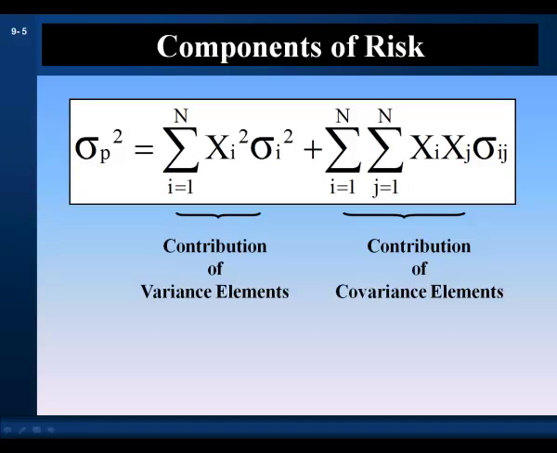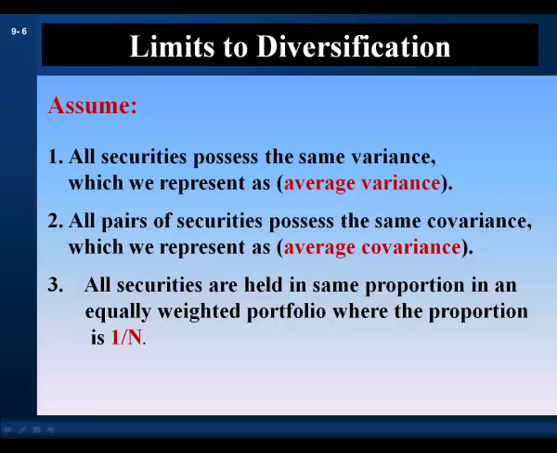But first we need to make some simplifying assumptions. Let's assume all securities possess the same variance, which we'll represent as the average variance. All pairs of securities possess the same covariance, which we represent as the average covariance. All securities are held in the same proportion in an equally weighted portfolio, where the proportion is 1 over n. So each security has a portfolio weight of 1 over n.